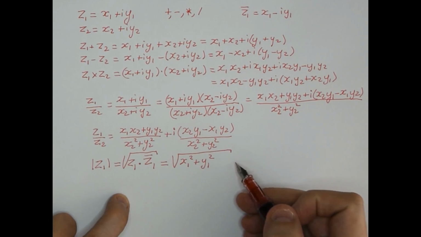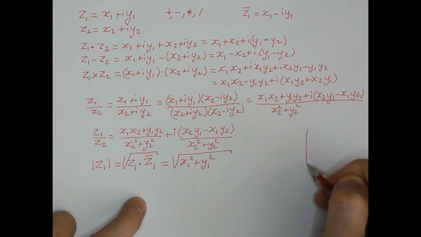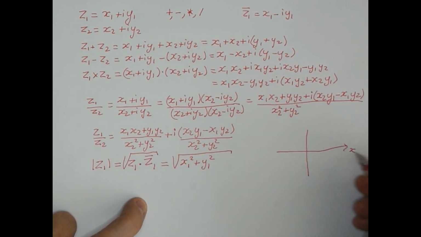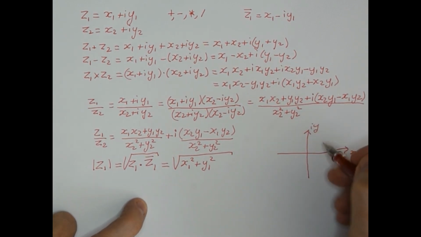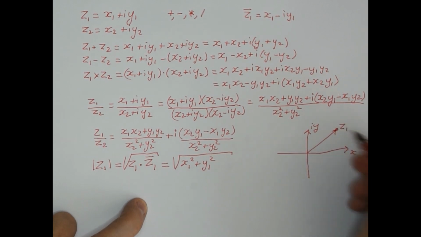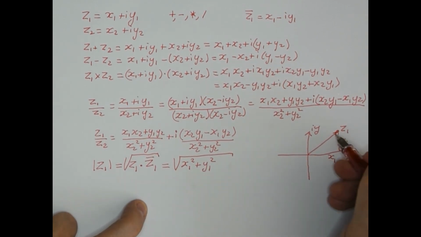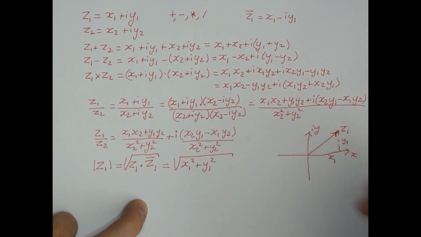And you can see that as some sort of a vector, right? If you draw this in the complex plane, with x here and iy here, and you have some point z1 with x1 here and y1 here, the length of the vector is indeed, according to Pythagoras, x1 squared plus y1 squared, and the square root of that.